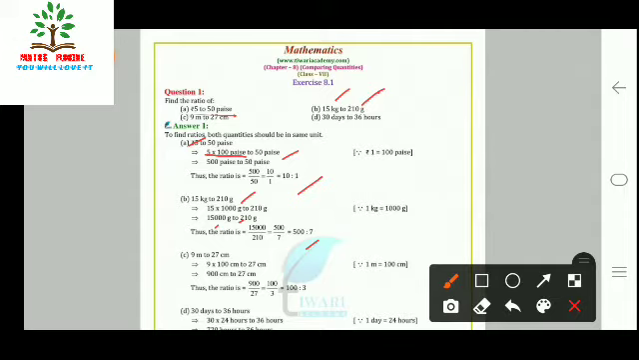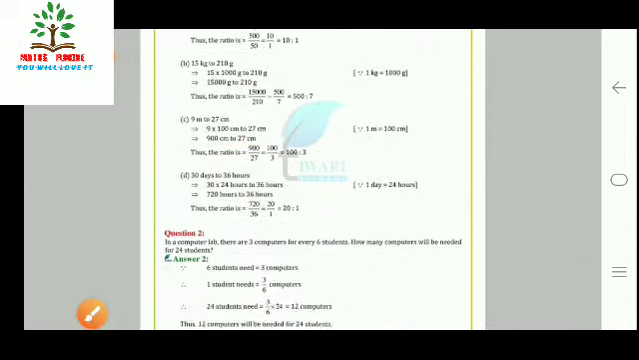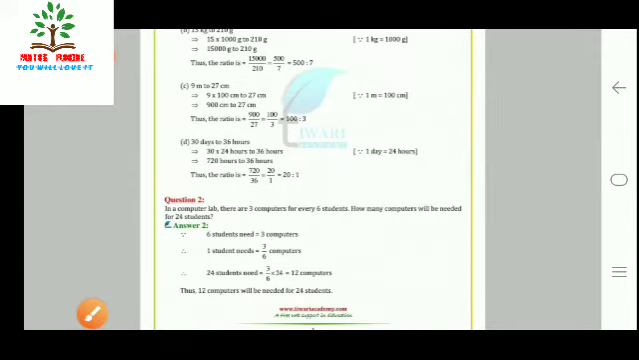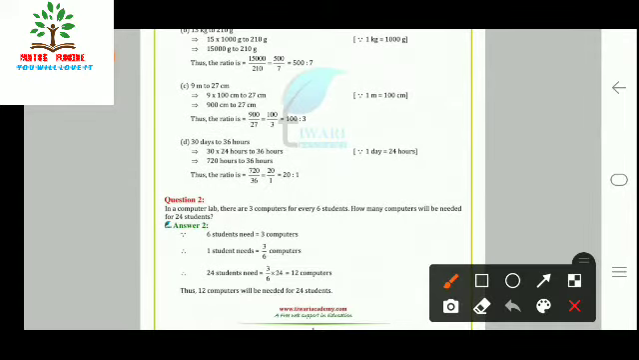Now then we have 9 meter to 27 centimeter, the same thing here. So 9 into 100 to 27. We are converting this meter into centimeter. So we have 900 centimeter to 27 centimeter, which is equal to 900 upon 27, that is 100 upon 3, that is 100:3. Now if we see in the next part, we have 30 days to 36 hours. So we have to convert these days into hours. So 30 into 24, now converting into the hours.